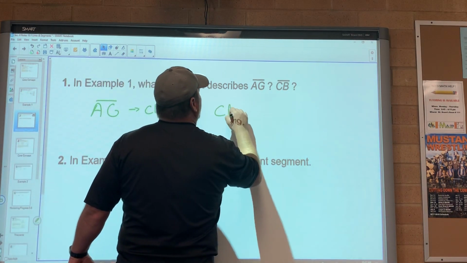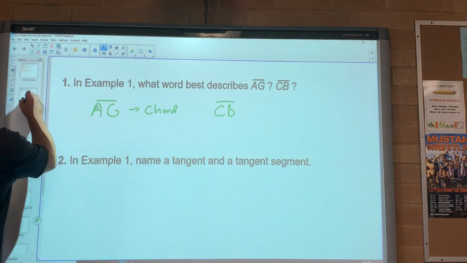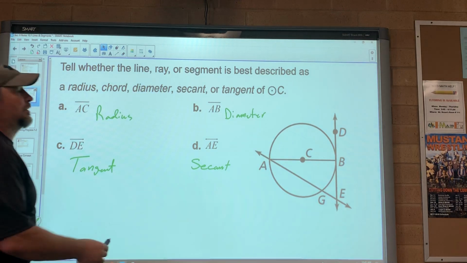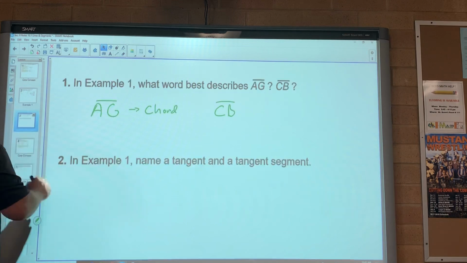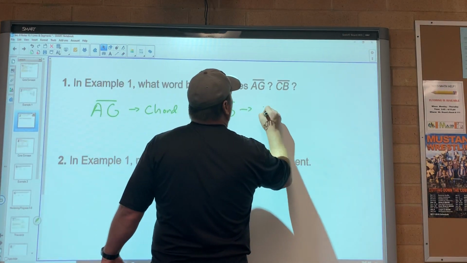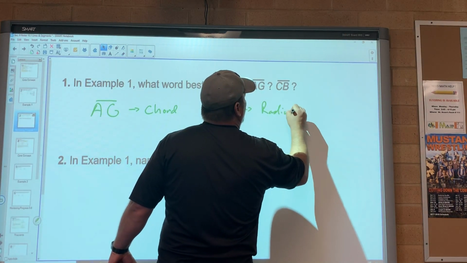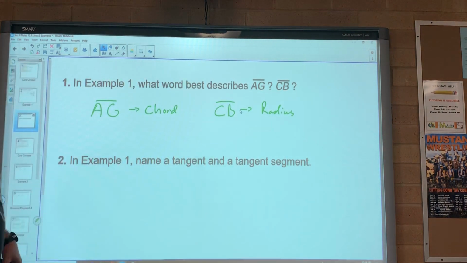Now CB, let's see what they want us to name that one. Let's take a look at it. CB, segment CB, I would just call a radius. So that's kind of giving you an idea about what we've been doing.